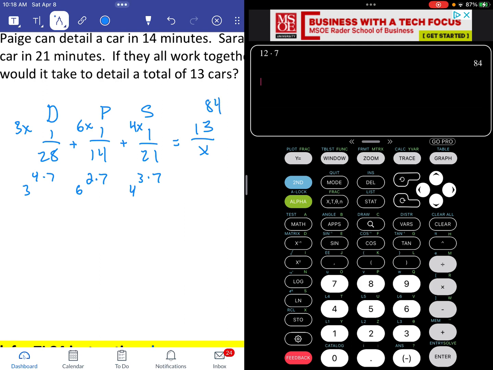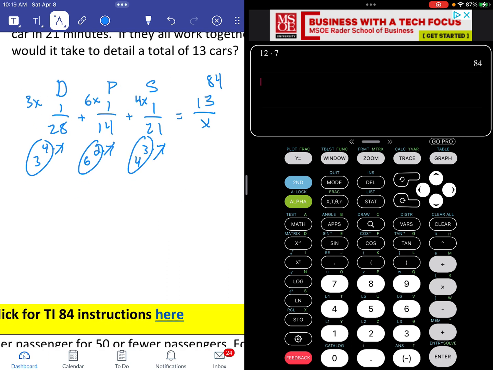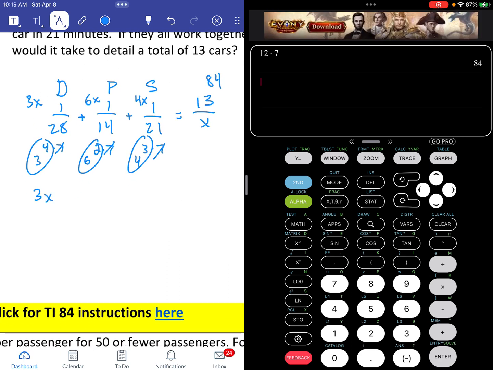Okay, how that works again is I find a common number. All these have 7, so I can get rid of that. So I want to make sure I get all the other numbers to be the same. All these are 12 now, so I multiplied what was missing: the 3, the 6, and the 4. And then I multiplied 12 times 7, which is missing in the denominator of my answer, the 13 over x, which is 84. So now I have 3x plus 6x plus 4x equals 13 times 84, which gives me 1,092.